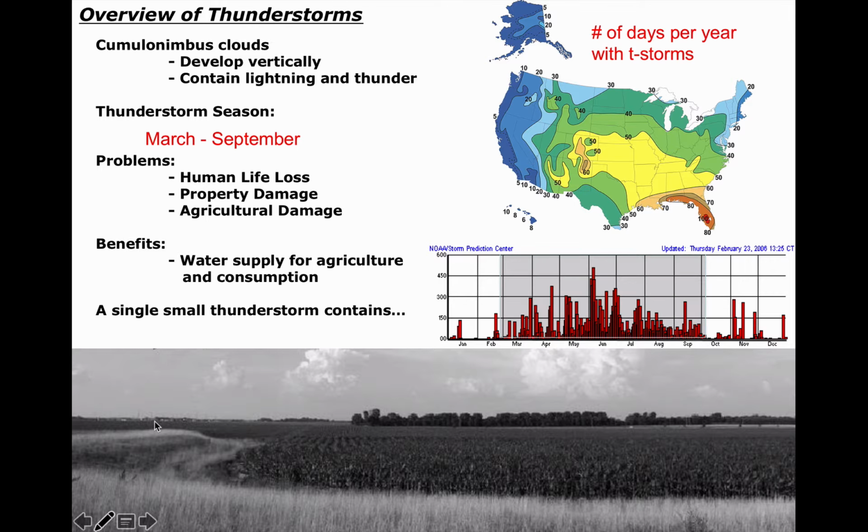So, the cumulonimbus cloud is a big vertically developing thunderstorm cloud that contains, as you can see, our lightning and thunder. Now, thunderstorm season in the United States, and practically all of the northern hemisphere, runs from March to September, and that's because the four ingredients we're about to discuss come together most commonly during those months.